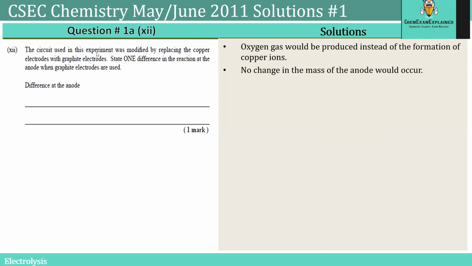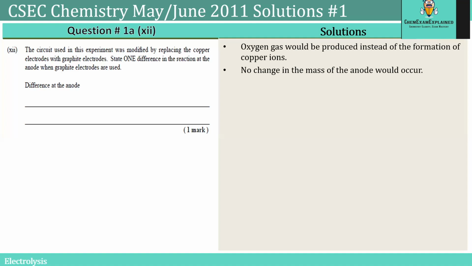1A, Part 12. The circuit used in this experiment was modified by replacing the copper electrodes with graphite electrodes. State one difference in the reaction at the anode when graphite electrodes are used. So remember now, if we are using an electrolyte, for example, copper 2 sulfate, and our anode is copper, that is, it is a metal of the electrolyte or the salt, then that would be active electrolysis. But if we replace the active anode with graphite, now it is not an active electrode, and therefore factor 1 must come into play, which is looking at our electrolyte as aqueous and our electrodes as inert.